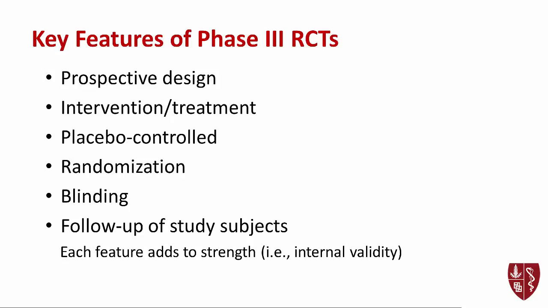So now let's pull in what we learned in Module 1, where we talked about the key features of randomized clinical trials and how they map to these systematic sources of bias. So we discussed that all RCTs should have a prospective design, they have an intervention, they have a placebo control, and some of the key features were randomization, blinding, and excellent follow-up of study subjects.